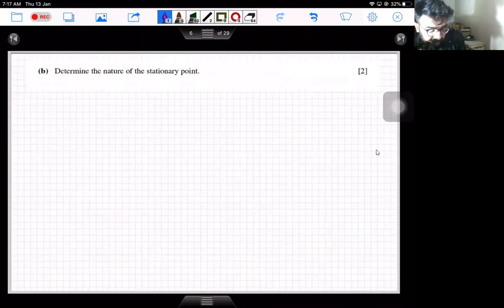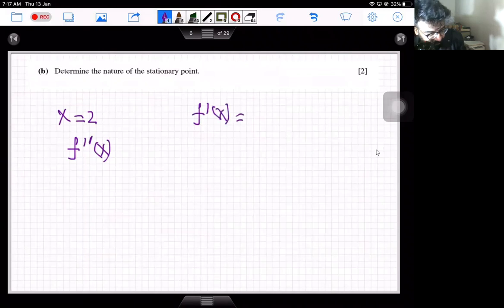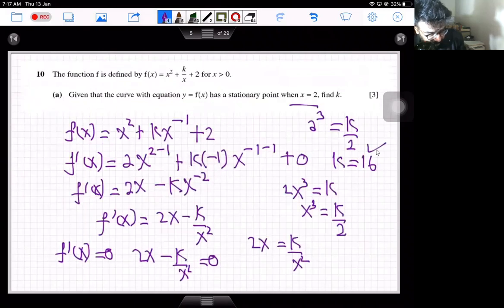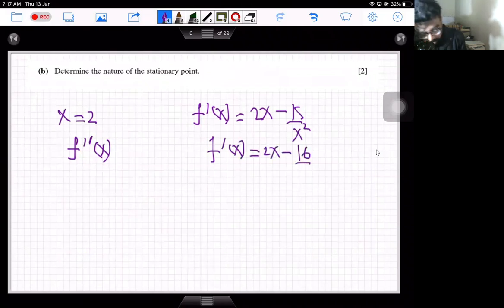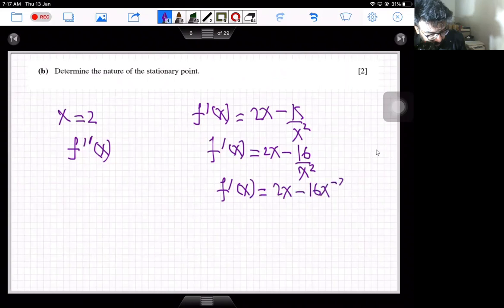Part B is saying to determine the nature of this stationary point. The stationary point is x equals 2. We need to determine the nature. So we are going to find the second order derivative. Since we know that f'(x) equals 2x minus k over x squared, and we have found the value of k, this means that f'(x) equals 2x minus 16 over x squared. So f'(x) is written in this form, 2x minus 16 x raised to the power minus 2.